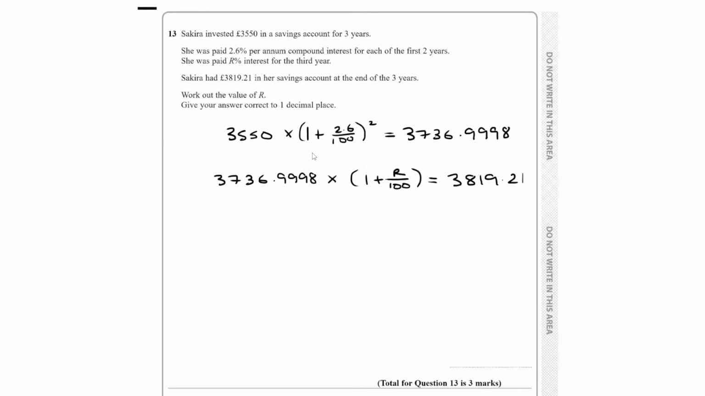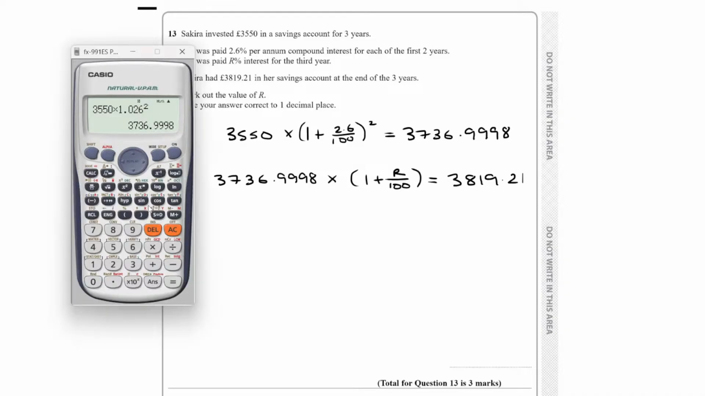But there is a formula on your formula sheet. That's where I got this from. So if you ever get compound interest, just think there is a formula that I can use for this, and it's on your formula sheet. On the bottom left, I think. So yeah, this I'm then going to rearrange. So obviously I'm going to divide across. This is just an equation now, isn't it? So there's my answer still. So 3,819.21 divided by the 3,700 number.